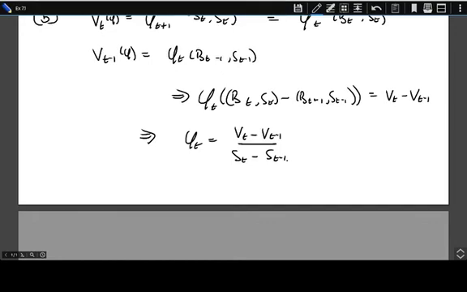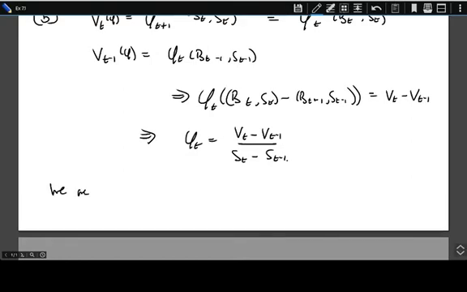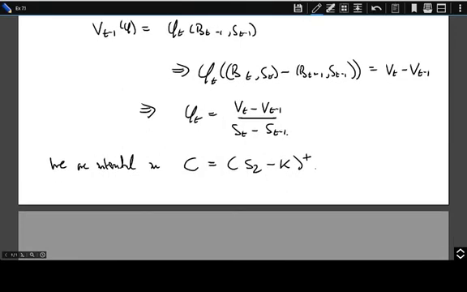So the option we're interested in is the European call option, S2 minus capital K, plus, where the strike price is in between 70 and 300.